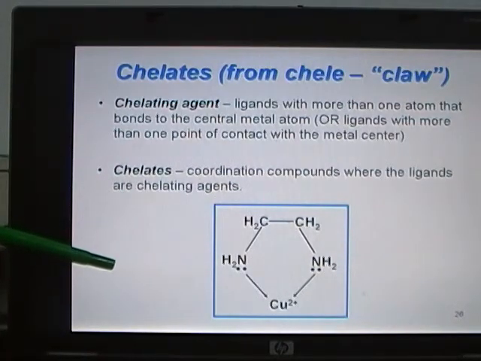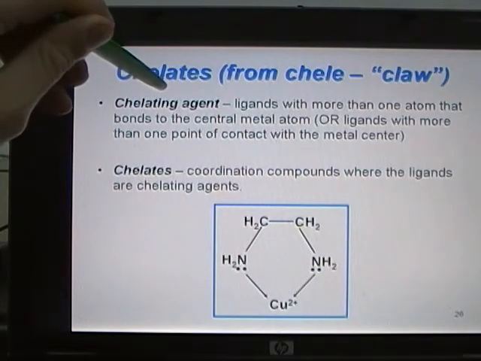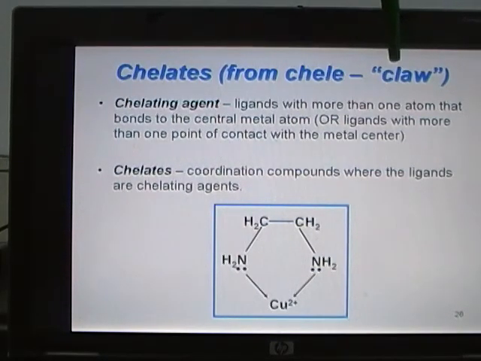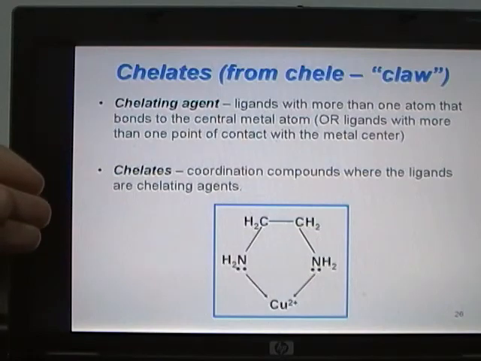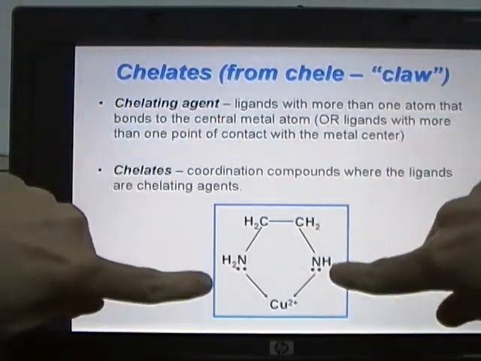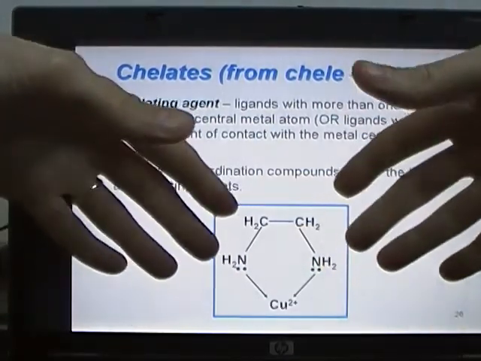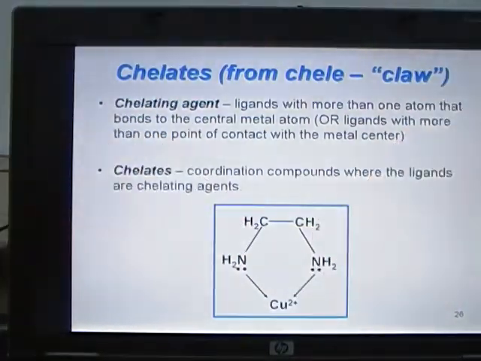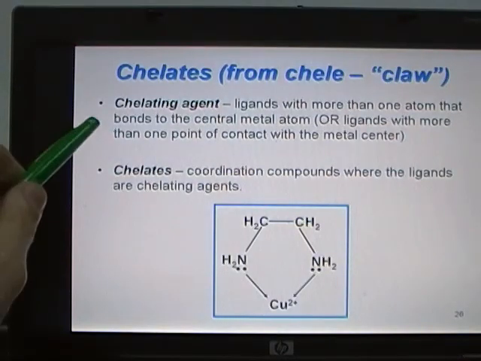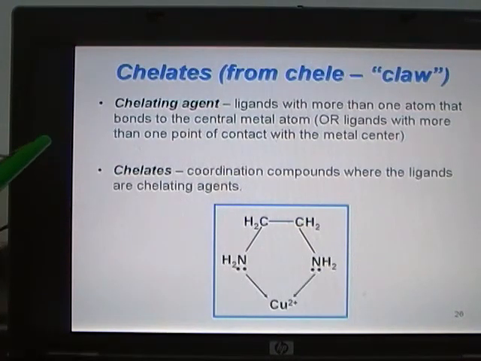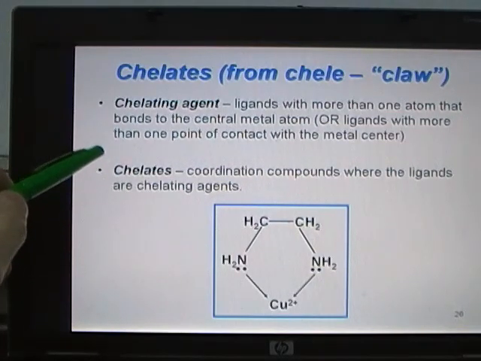There is more terminology that you need to know. Chelating agent. A chelating agent is a ligand with more than one atom that bonds to the central metal atom. Chelate has this word root, chel, which means claw. So like a lobster or a crab that has two claws, the two nitrogen atoms on ethylene diamine can grab a hold of the copper cation. Coordination compounds that contain chelating agents are known as chelates.